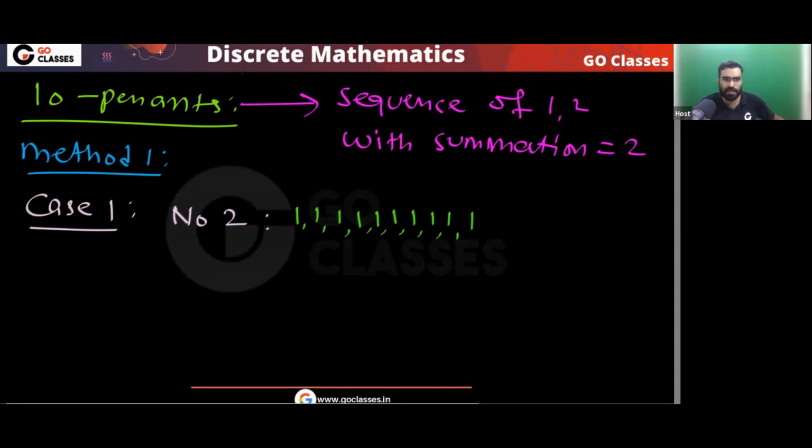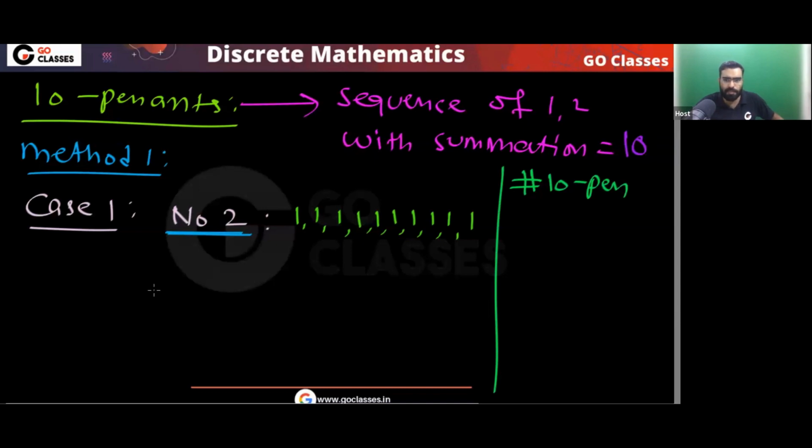Is this point clear? In case number 1, I am not going to use 2. This means a sequence of 1s, and the summation should be equal to 10. So how many ways are there? Means how many 10-pennants can you create in this way?